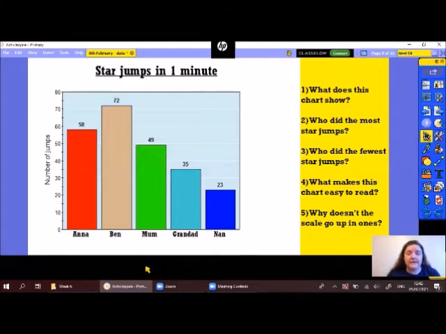The most important thing is that the scale at the side goes up in the same number each time and by the same distance each time, because otherwise your bar chart will end up looking a little bit wonky.